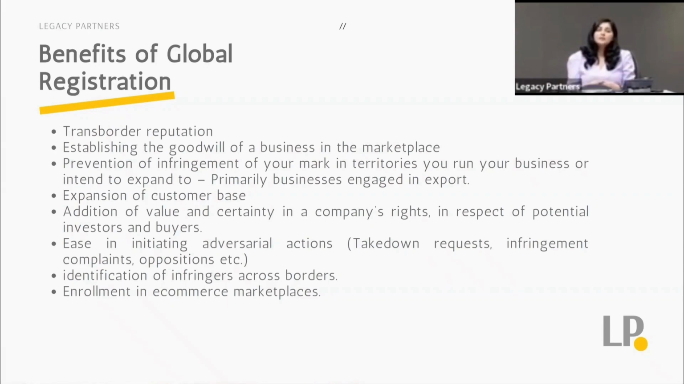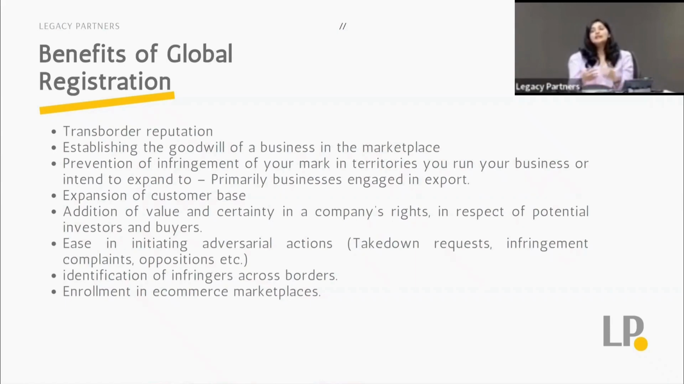The third one is prevention of infringement of your mark in territories where you run your business. In first to file countries, a concept, first to file and first to use, that I will be discussing in the coming slides, there are certain territories which only recognize registered rights and not unregistered rights. Even if you're using your trademark in a particular area, if you're not registered, they do not recognize your mark. It's also very difficult for you to recognize infringers in these particular territories as well.